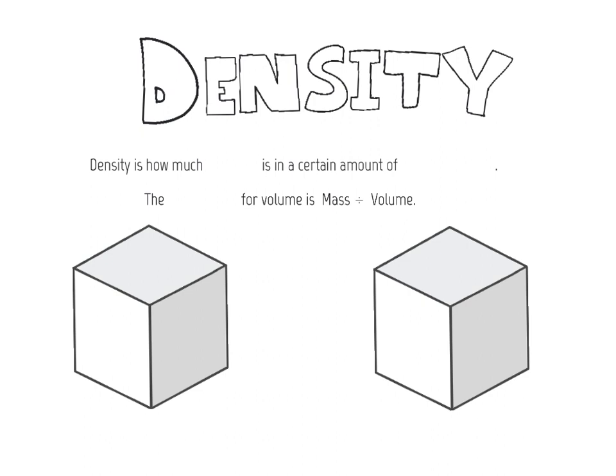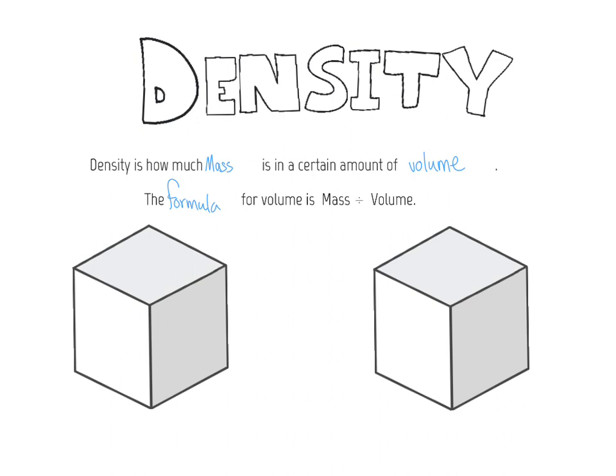Our last type of measurement in this set of notes is density. And density is just a little bit tricky because it combines volume and mass. So density is how much mass is in a certain amount of volume. And the formula for that is mass divided by volume.